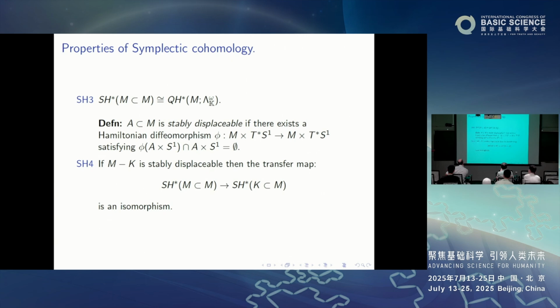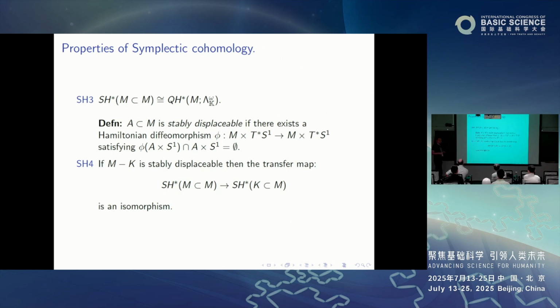If the complement of K is stably displaceable, then this transfer map is an isomorphism. So somehow stably displaceable sets aren't seen by symplectic cohomology. In particular, if I look at SH^* together, the symplectic cohomology of K inside M is quantum cohomology.